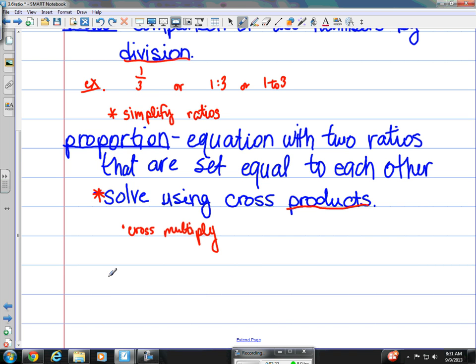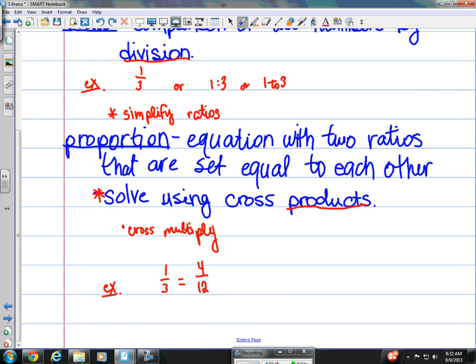An example of a proportion would be like if I had one fraction, I'll go back to my 1 over 3, and I say it's the same thing as 4 over 12. So if you notice, proportions have two ratios, and they're separated by an equal sign.